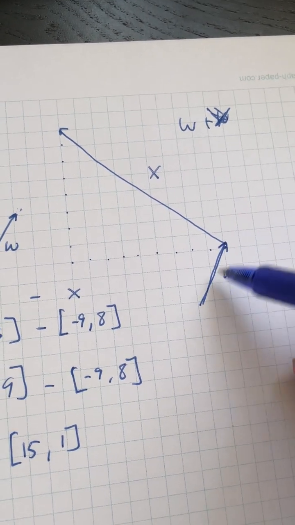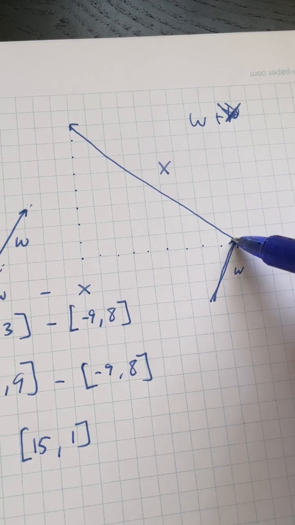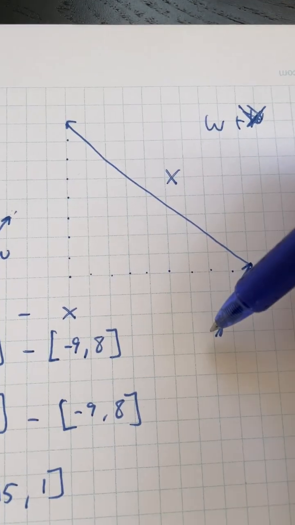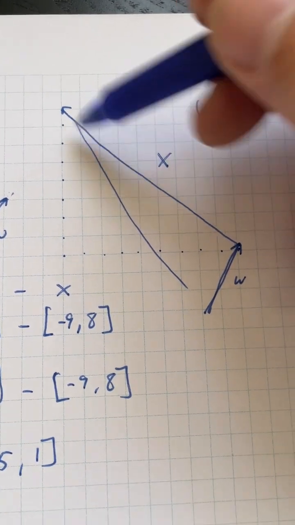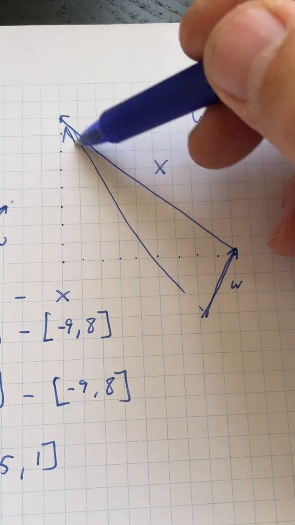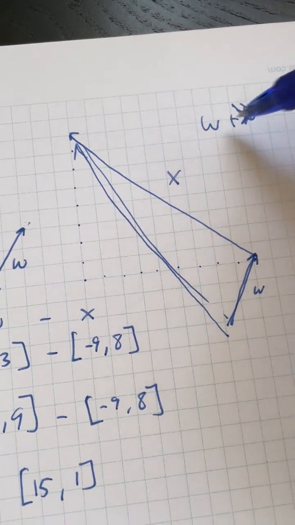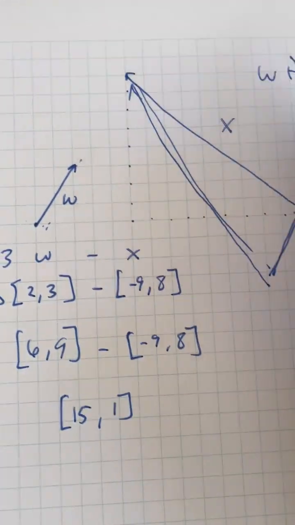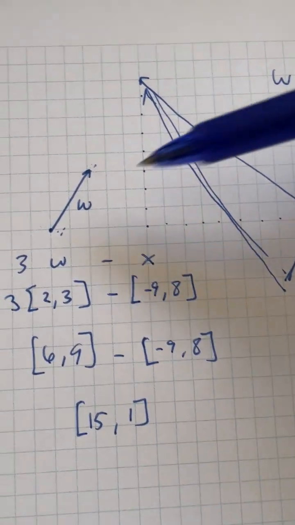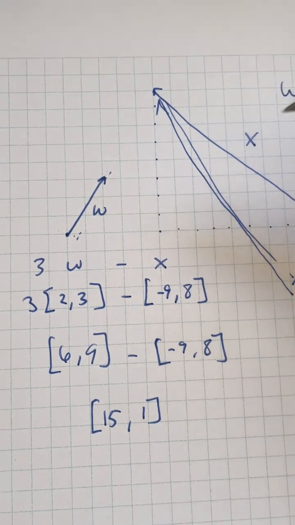It's kind of like if you're taking a trip and you decide first I'm going to go here and then I'm going to go there. The net result is just starting here and ending here. And this is the resultant vector. In other words, this is w plus x. But you don't have to do it graphically in this case because they give you numbers. You would just add the two.